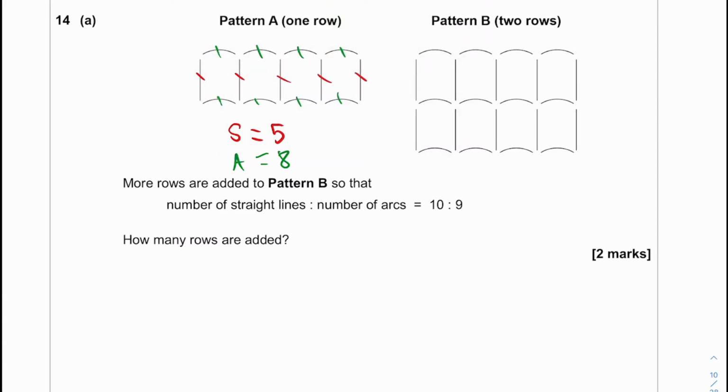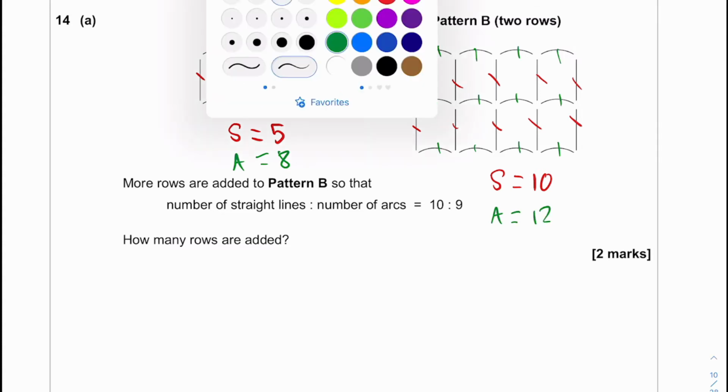We'll then do the same for pattern B. So the number of straight lines, we've got 1, 2, 3, 4, 5, 6, 7, 8, 9, 10. So S is equal to 10. And then the number of arcs, we've got 1, 2, 3, 4, 5, 6, 7, 8, 9, 10, 11, 12. So arcs is equal to 12.